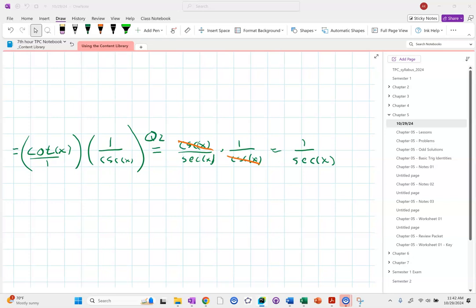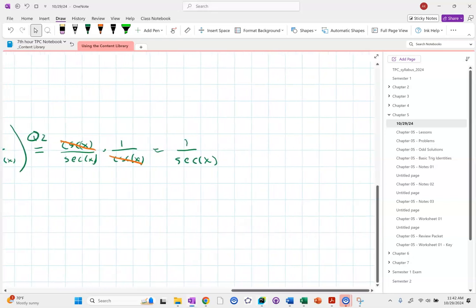Great. So next person is going to be Sam. So we're left with 1 over secant. What can we do now? We'll do the reciprocal. Yep, which reciprocal?